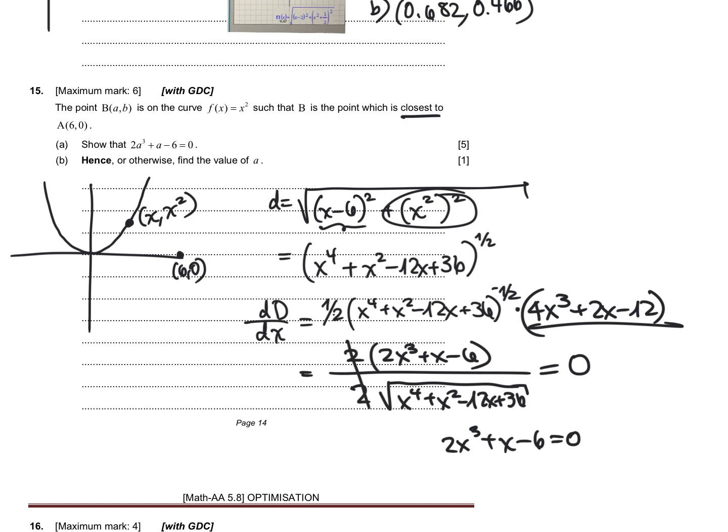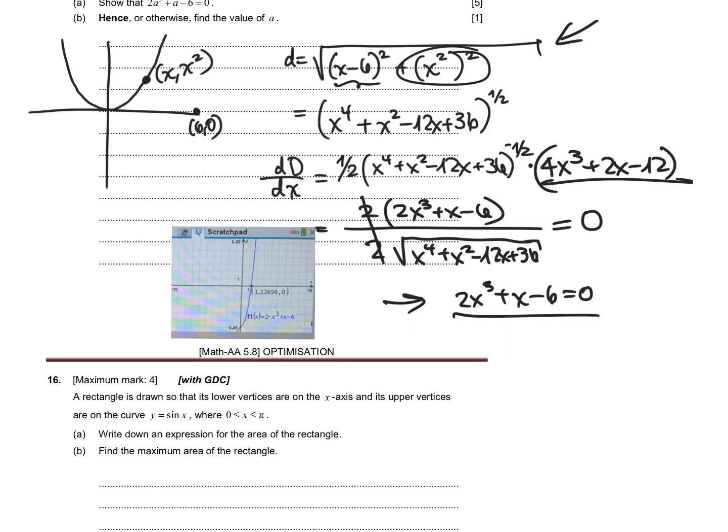So that's what we needed to show. Hence or otherwise, find the value of A. Okay, well, x should be A, but whatever. So we can do this in the calculator. Hence or otherwise, you can solve this for x with nsolve or by graphing it and finding the x-intercepts. Or you can graph this and find the minimum like we did in the last one. So I will do this one with x-intercepts. So there's the value of A.